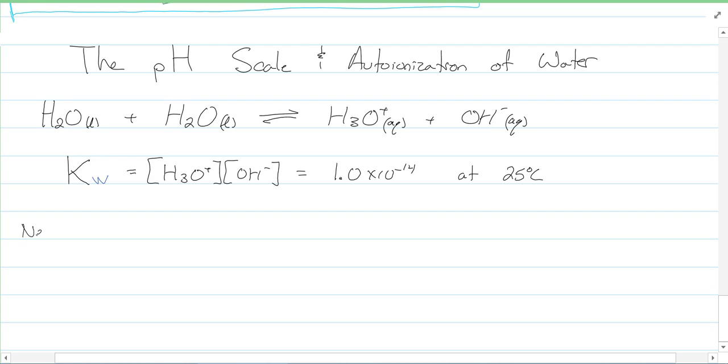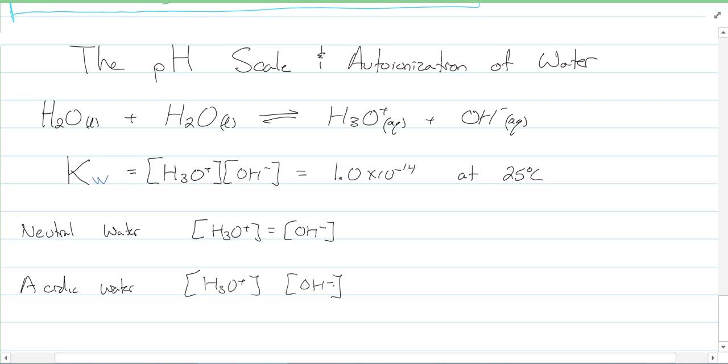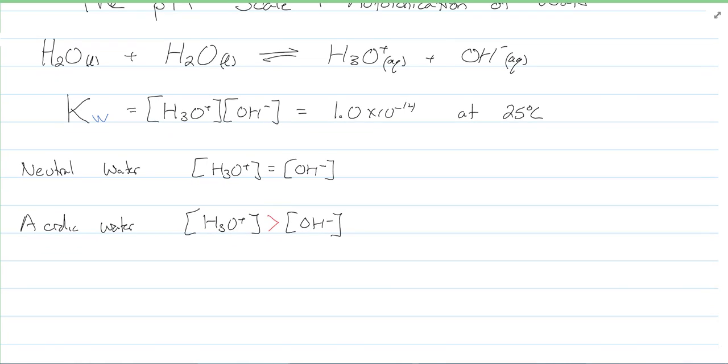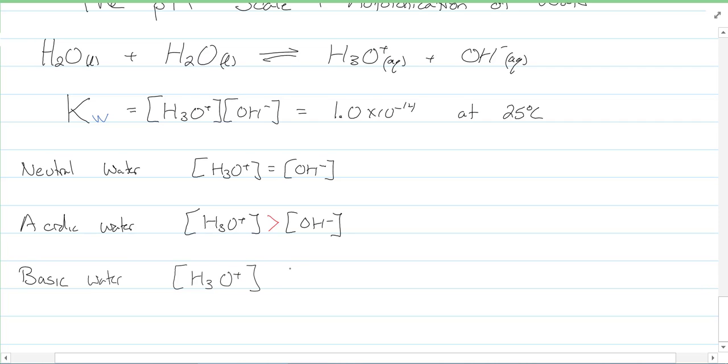Neutral water, when we talk about neutral water, the concentration of hydronium will equal the concentration of hydroxide. We'll have acidic water, where the concentration of hydronium compared to the concentration of hydroxide is larger, or the concentration of hydronium is greater than that of the concentration of hydroxide. And as you can probably guess, basic water is the opposite, where the concentration of hydronium is less than that of the concentration of hydroxide.